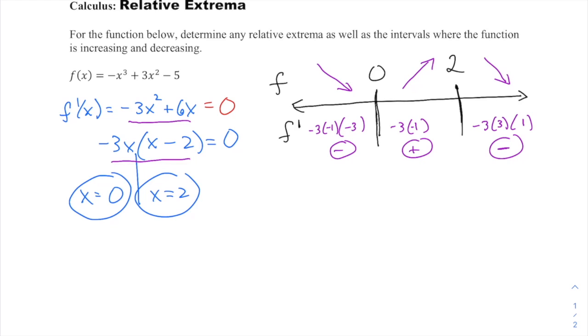For 0, f prime is changing from negative to positive. In other words, f is changing from decreasing to increasing, so I must be dealing with a relative minimum here. At 2, f prime is changing from positive to negative, meaning f is changing from increasing to decreasing, so we have a relative maximum. And so now I'm going to put all this together here.